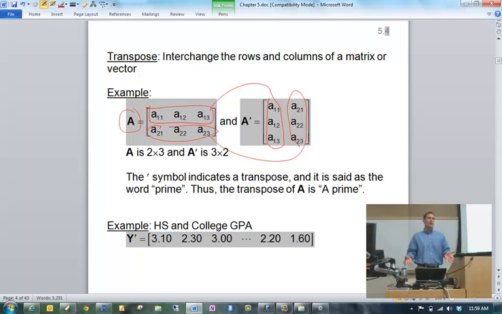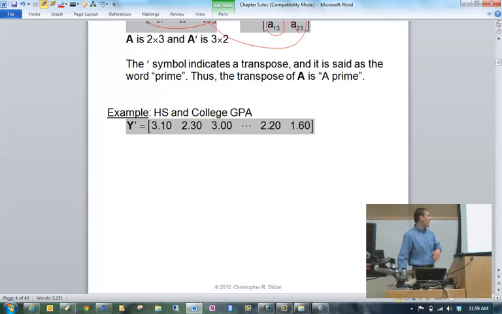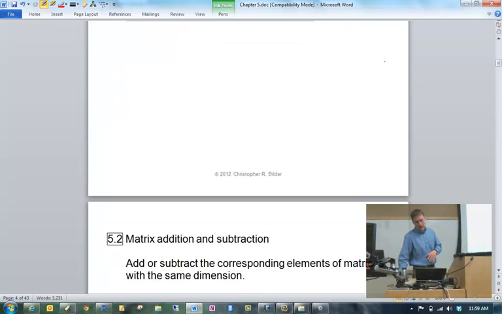now what I have is the transpose of the A matrix. How do we denote transpose? Our book uses a little tick mark there, or a prime, so I'll call this A prime. In other books, sometimes you'll see them actually put a little T there instead for transpose. Our book uses the prime mark. So note that A is a 2 by 3 matrix, A prime is a 3 by 2 matrix. So for example, there's Y prime in the context of the high school and college GPA data.